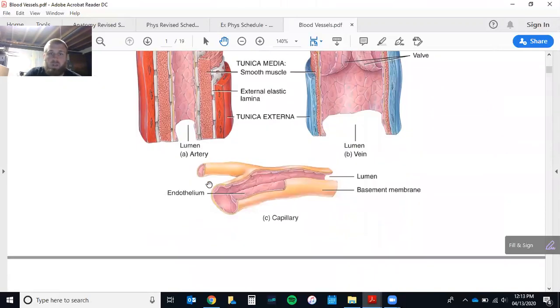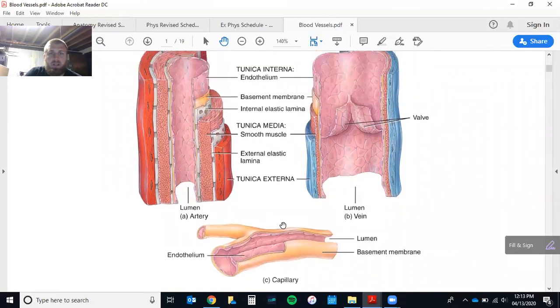Okay. Now, down at the bottom, our capillary, we see it contains that endothelium, a very thin layer of flat-shaped squamous cells, and then a basement membrane. And that's all that makes up the wall of a capillary. And as I said, they're very thin-walled. The thinner they are, the more easily stuff is going to be able to pass through.